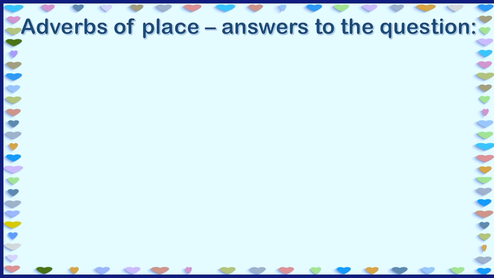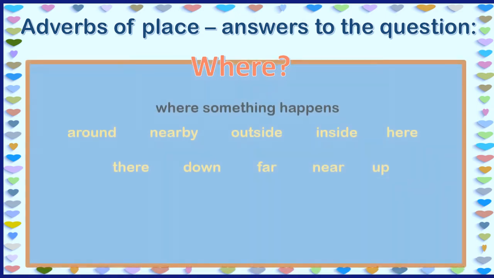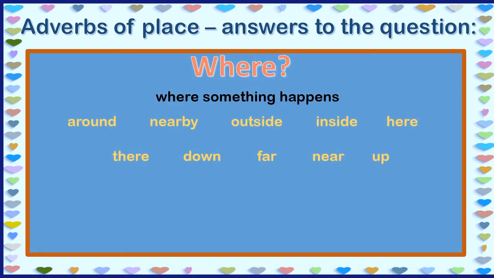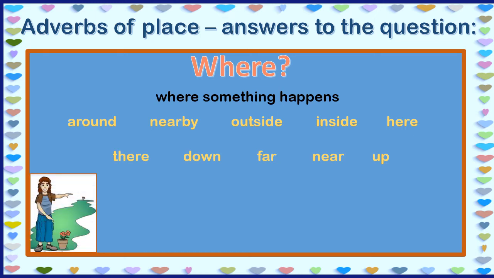Now we get another one, adverbs of place, and it answers the question where. Where is something happening? And look at those words: around, nearby, outside, inside, here, there, down, far, near, or up. So let's see how we use them.